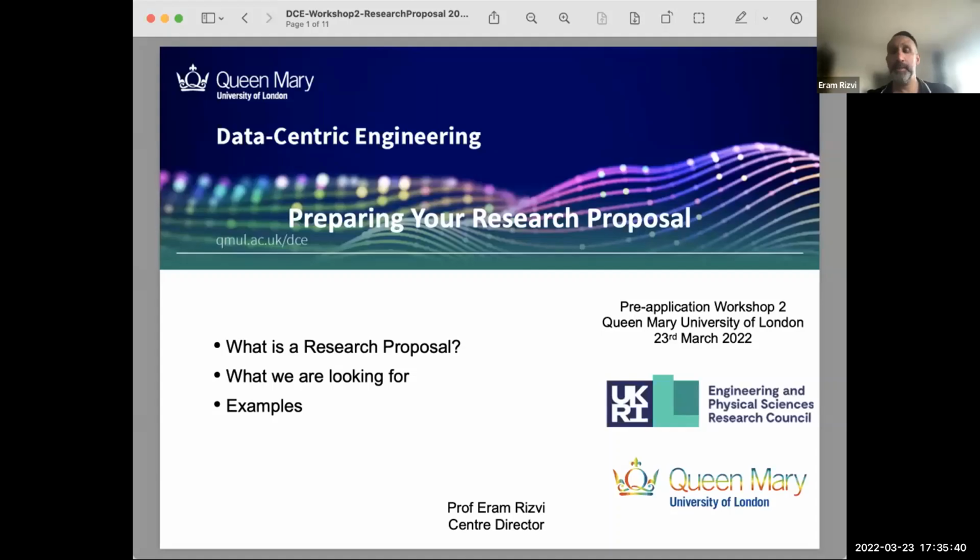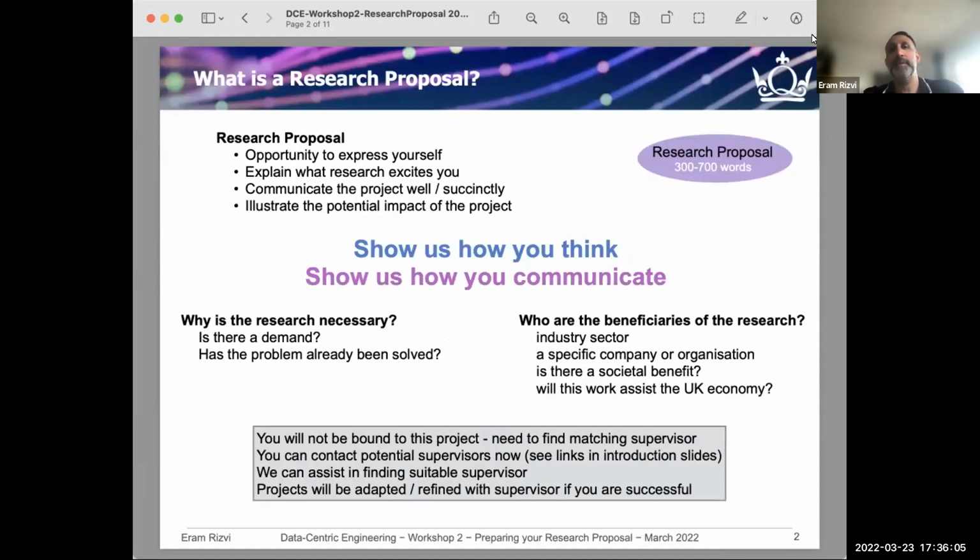I'm just going to spend a few minutes talking about the research proposal document. So that's one of the 4 documents you would need to submit. In a nutshell, I'm going to explain what a research proposal is and what we're looking for in that research proposal. And then I'll give you some examples to help you think about preparing your own. Okay, so let me start then.